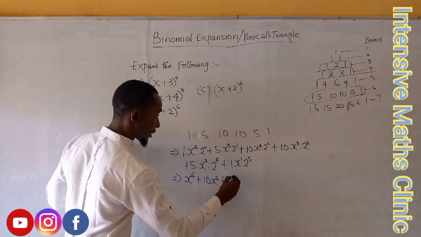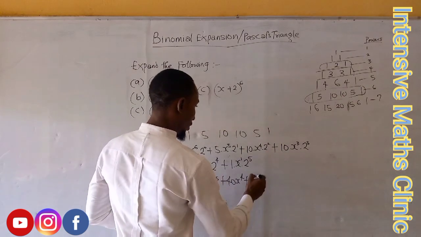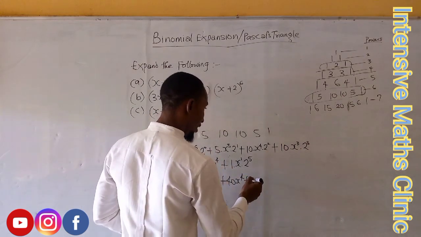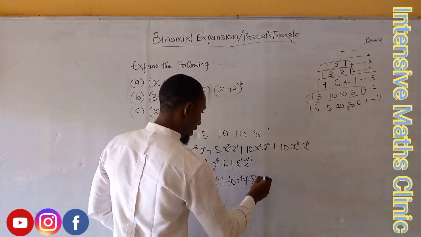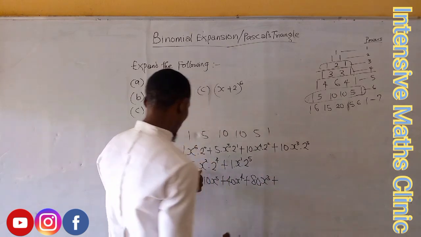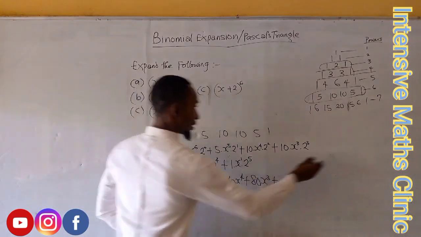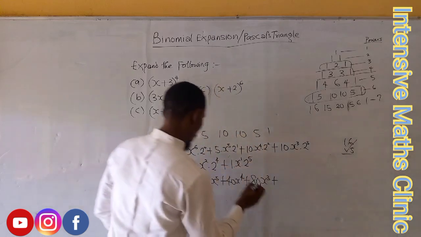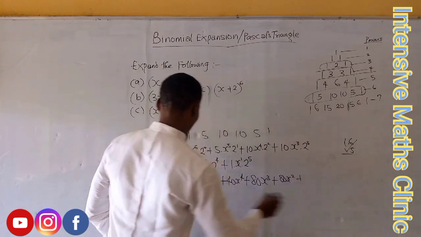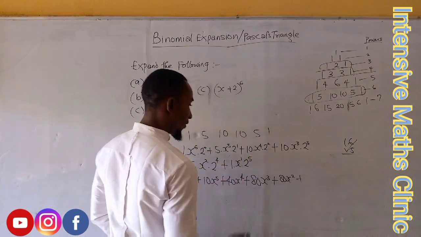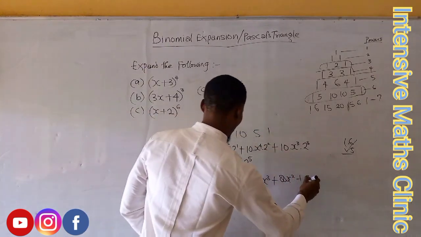4 times 10 is 40x raised to the power of 4 plus 10 times 2 raised to the power of 3 is 8. 8 times 10 is 80x raised to the power of 3 plus 2 raised to the power of 4 is 16. 16 times 5 is 80. So we say 80x raised to the power of 2 plus 2 raised to the power of 5 is 2 times 2 is 4, 4 times 2 is 8, up to 32, times this is 32x.